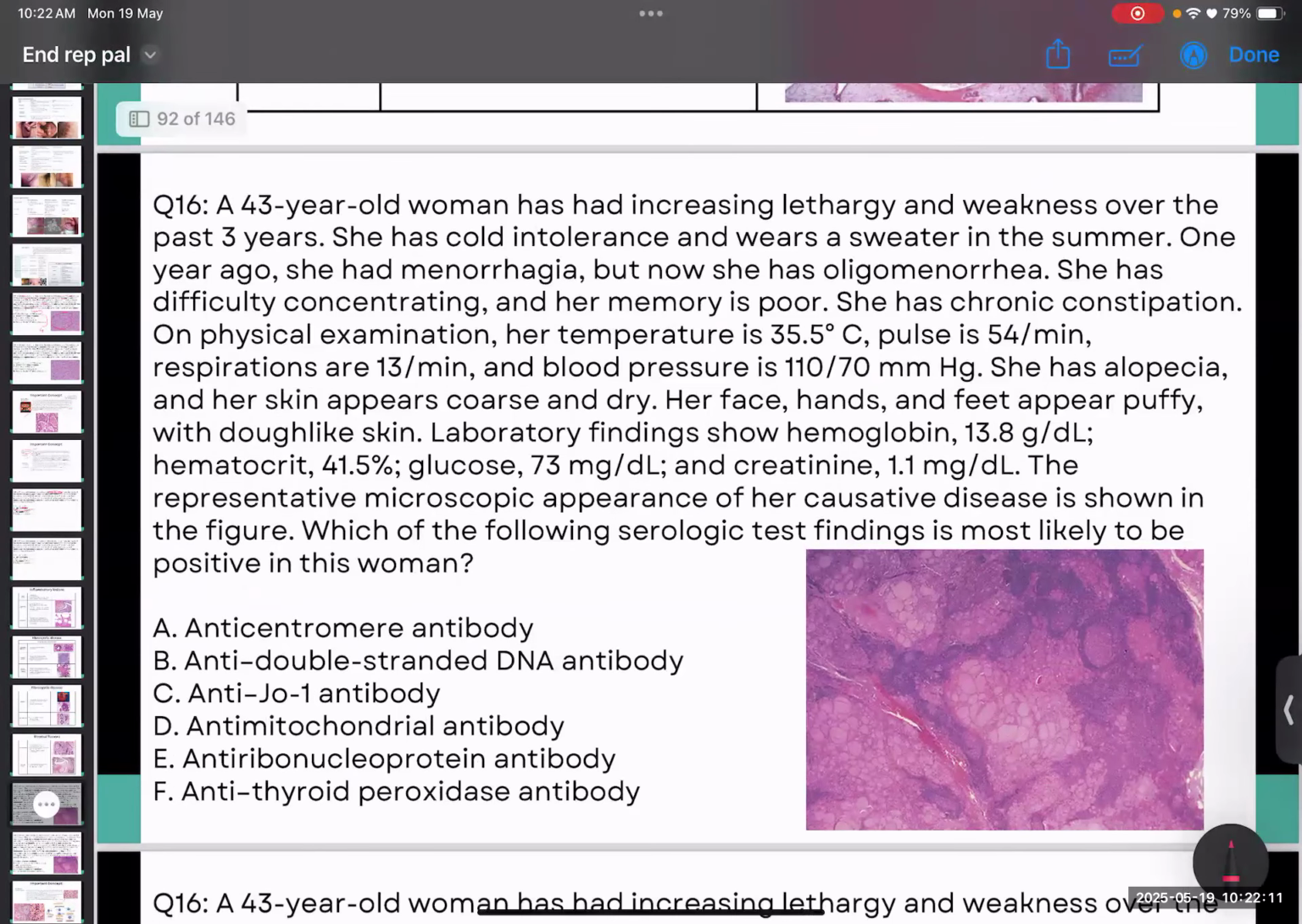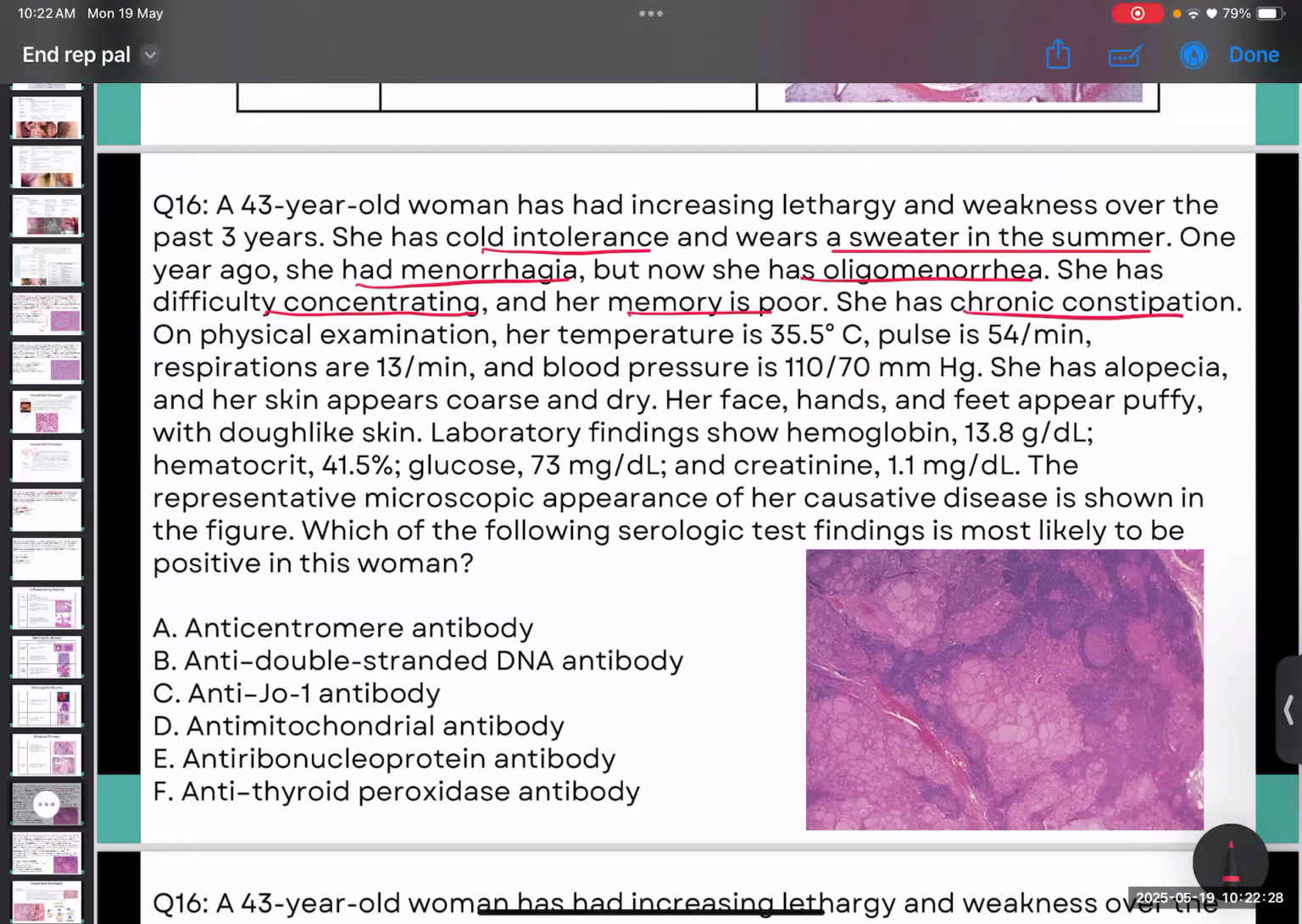Okay, now moving on to question number 16. Here we have a 43-year-old woman. She has increasing lethargy and weakness over the past 3 years. She has cold intolerance, wears a sweater in the summer. One year ago, she had menorrhagia, but now she has oligomenorrhea. She has difficulty concentrating. Her memory is poor.